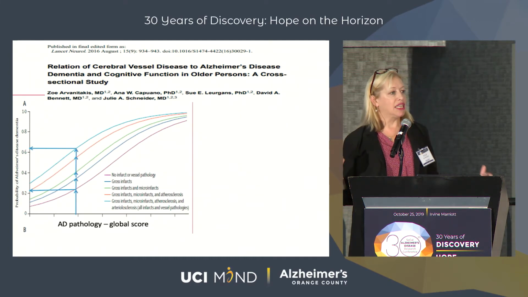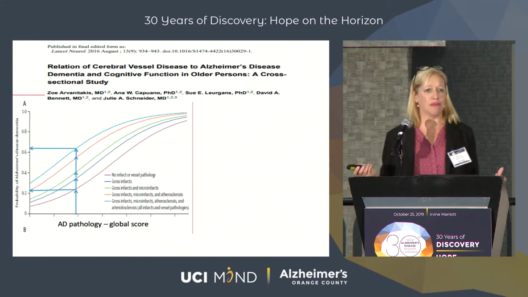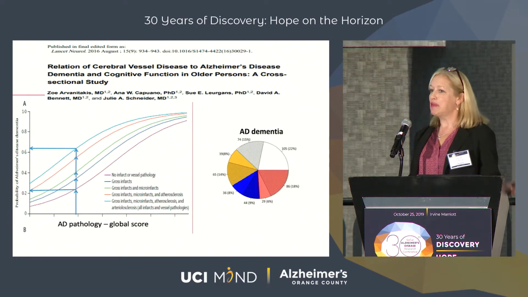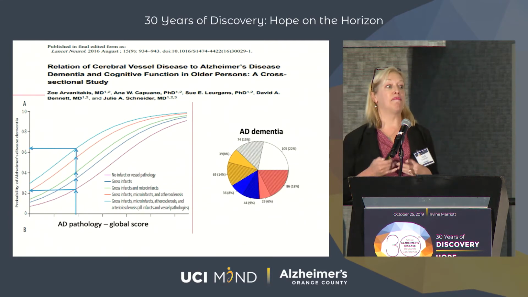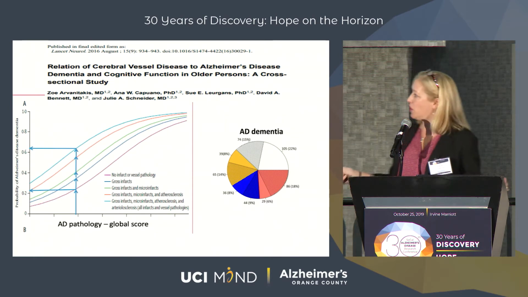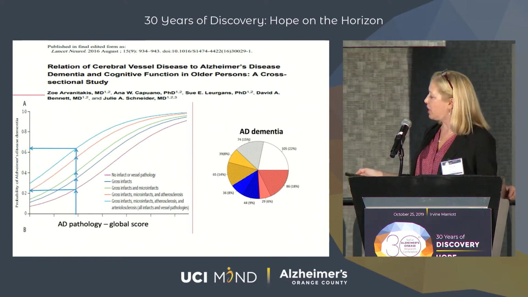So you can see that these vascular pathologies are really important in the brain. And then people say, well, how common is it? It's amazingly common to have this. So if you look at this chart here, this is people with Alzheimer's disease dementia. The yellow is atherosclerosis.